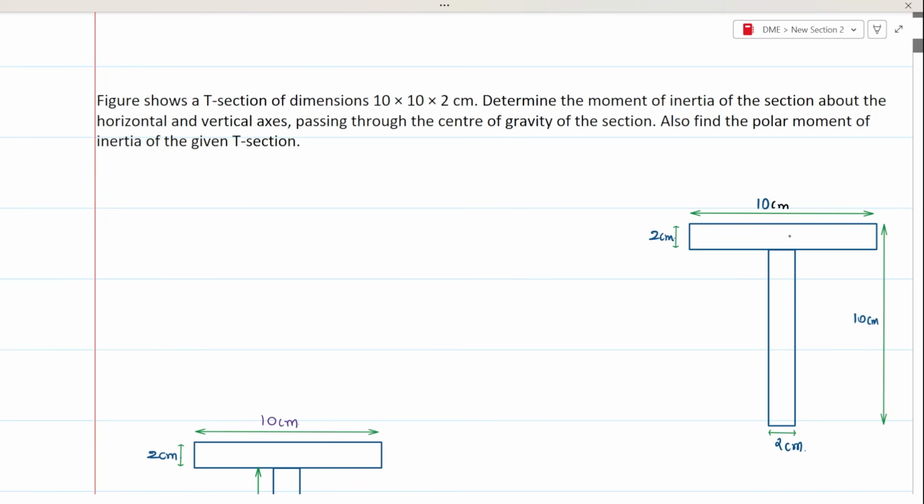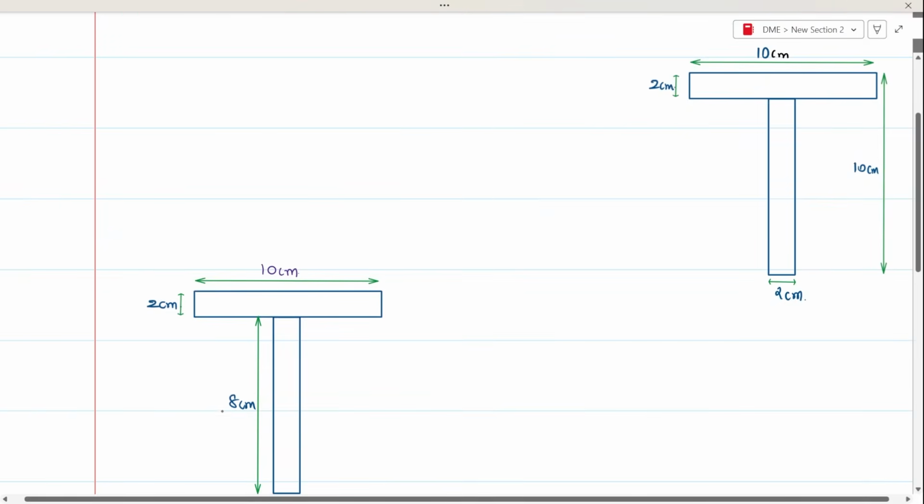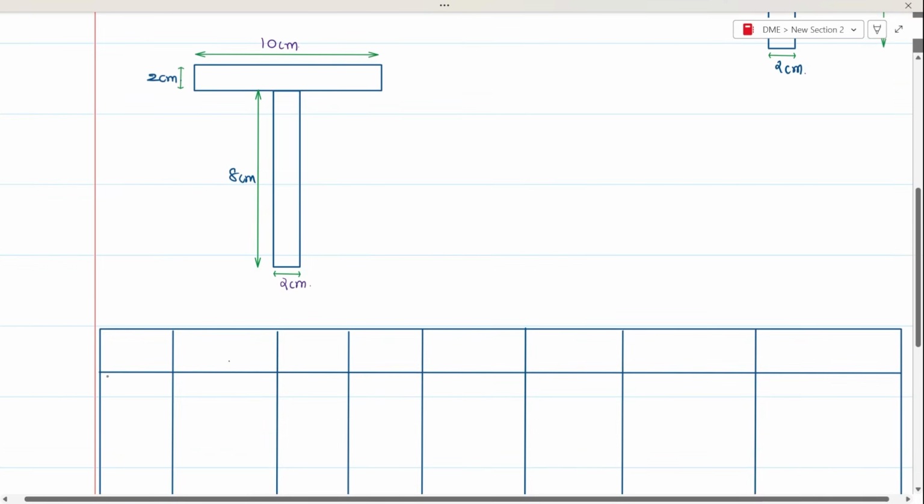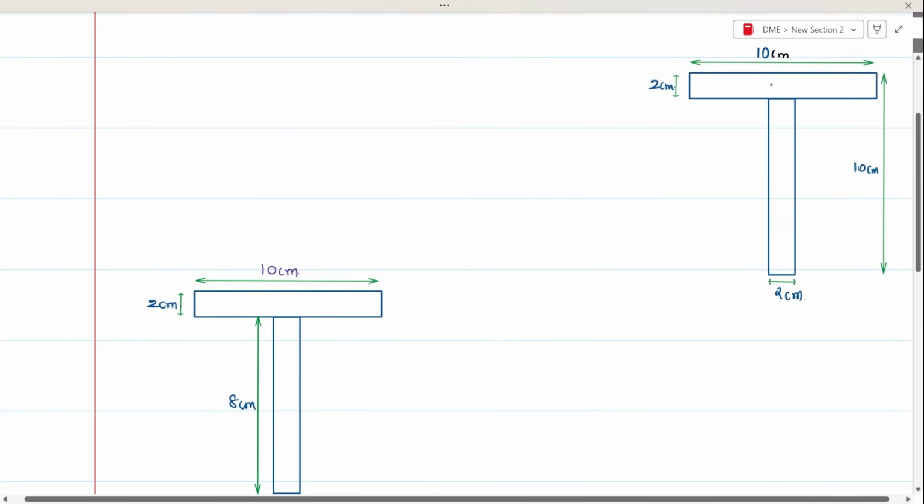That's the width of the top flange, and thickness is 2 centimeters. And the total height of the T section is 10 centimeters, and the height of the web is 8 centimeters and thickness is 2 centimeters. So let's begin with computing areas and centroidal coordinates. Let me call this area 1 and this area 2.